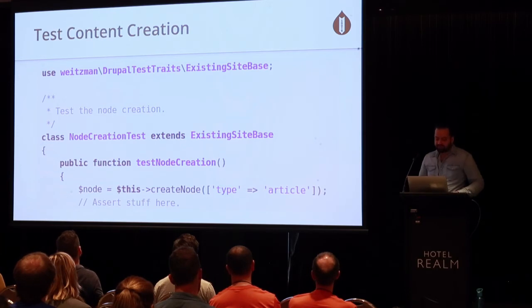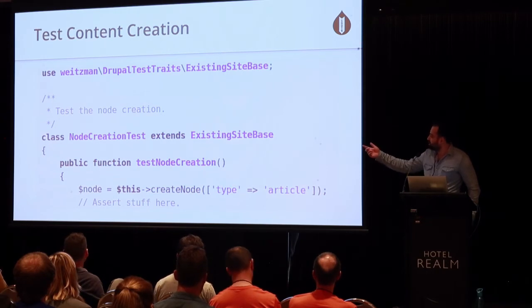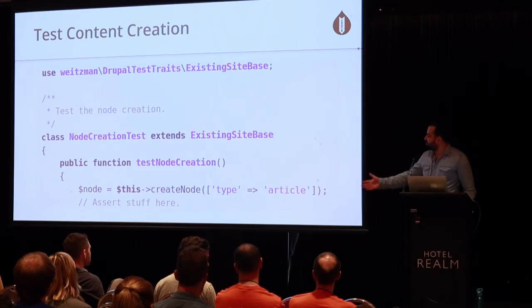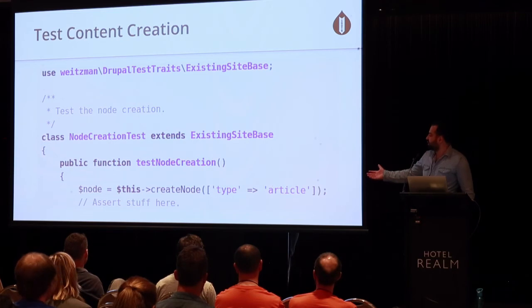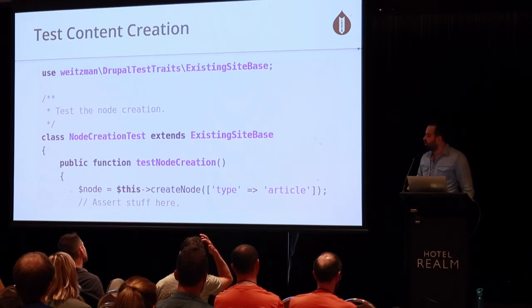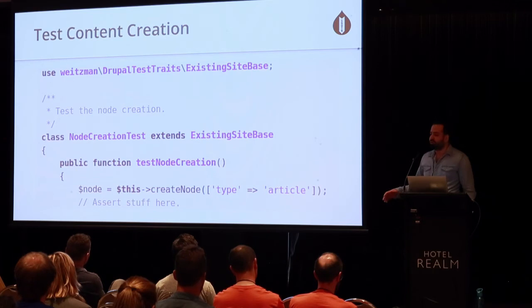So here's a very simple example. As you can see, the base class is the existing site test base, and there's a node creation test showing how you can create nodes, and it's just as simple as in Drupal core: just create the node type article and start asserting your functionality and the rest of the stuff. So there is no learning curve with this. You just drop in this library and start writing tests the core way.